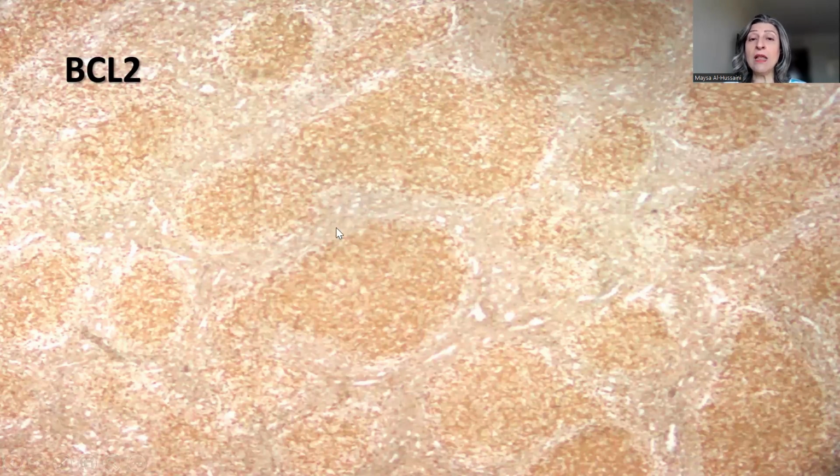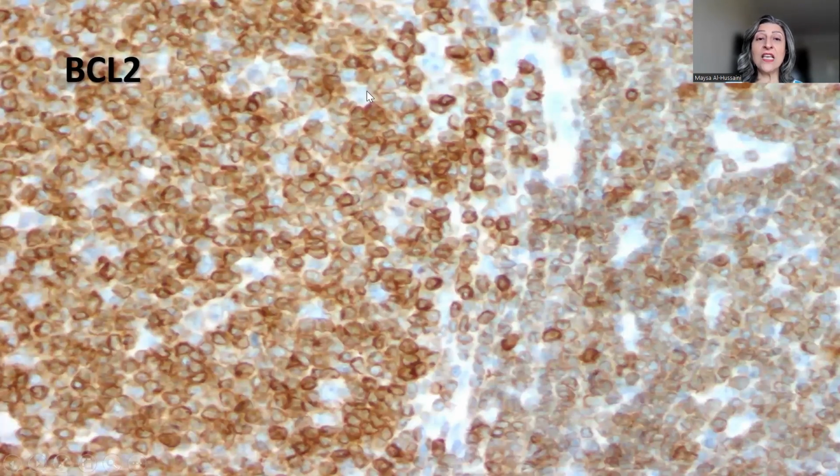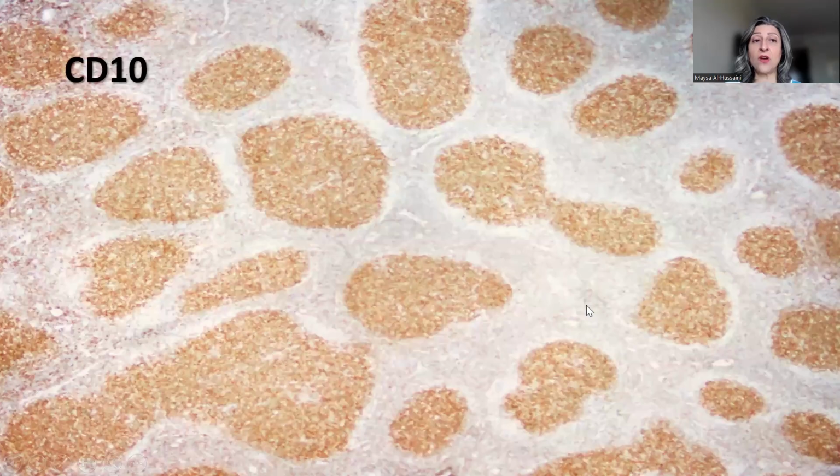We know that in normal reactive conditions, the interfollicular areas, which are usually the CD3 positive areas, are usually positive with BCL2, whereas reactive lymphoid follicles are usually negative. When you see this reversal, where we have a strong positivity with BCL2 in the lymphoid follicles with negative or weaker staining in the interfollicular area, this is really very supportive of a follicular lymphoma. And as you can see here, this is the follicle, and this is the interfollicular area, stronger in the follicle than in the interfollicular area.